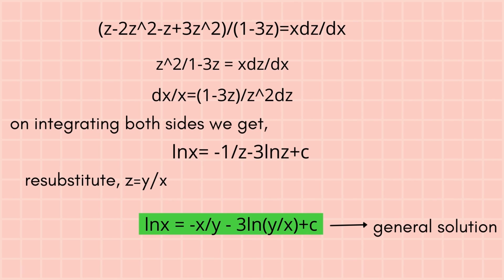Taking x as common and simplifying, we get z minus 2z square upon 1 minus 3z is equal to x dz upon dx. Further simplifying, we get dx upon x is equal to 1 minus 3z upon z square dz. We then integrate on both sides and resubstitute z is equal to y upon x in the equation. Therefore, we get our general solution, that is ln x is equal to minus x upon y minus 3 ln y upon x plus c.